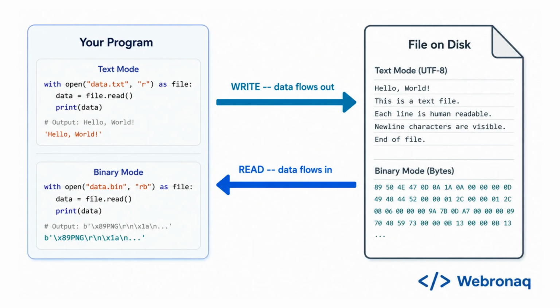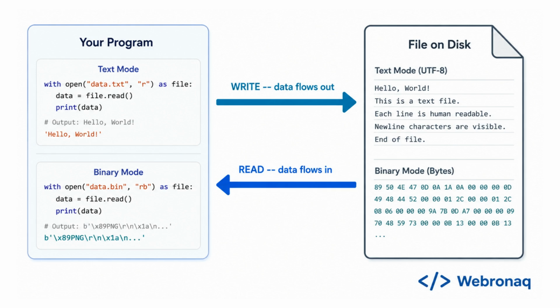Alright, now that we know how to open and close files, let's talk about what actually happens when you read or write. When you write to a file, data flows out of your program and onto disk. When you read, it comes back in. Pretty simple, right? But here's the interesting part. Files can operate in two modes, text and binary. In text mode, everything is treated as human-readable characters. Your program sends a string, the file stores it. Reading brings that string back.